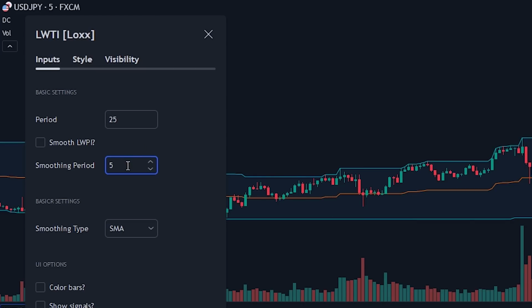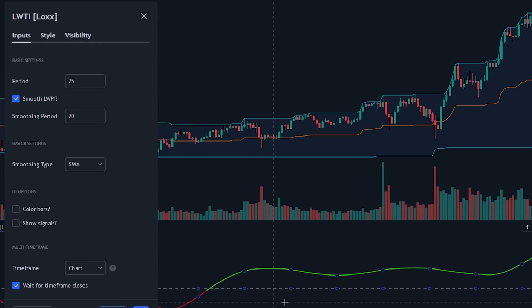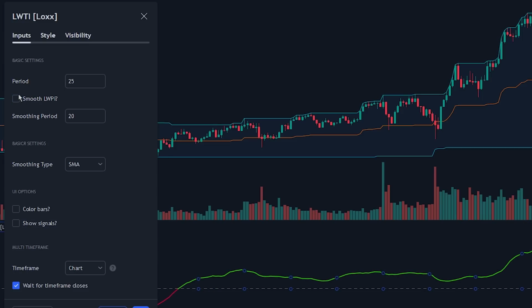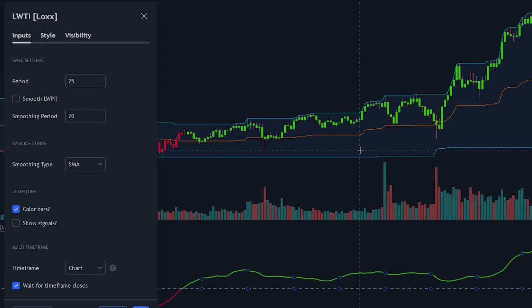The next setting that can be changed is for the smoothing of the indicator. If we enable this setting and increase the smoothing period, you can see a clear difference. The LWTI line has become smoother, however, this has caused the signals it provides to be delayed. Because of this, we will keep this setting disabled. There is also the colored bars setting. If you prefer having the candlesticks colored and displaying the signal of the LWTI, you can enable this setting, but keep in mind that this is a matter of personal preference.